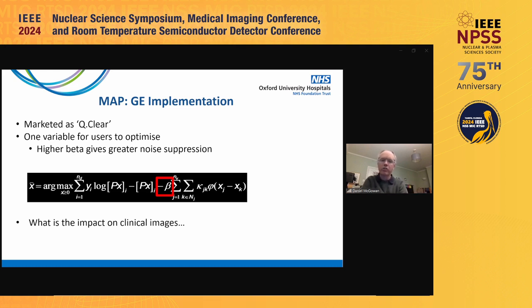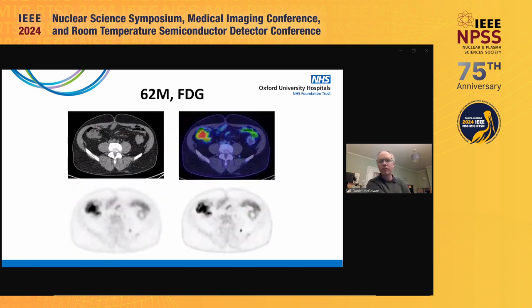When this came out, we wanted to look at what the clinical impact was on our images. The first patient we sent off to GE was a 62-year-old male, an FDG scan. On the left-hand side you can see the normal OSEM image, and on this side we've got the MAP image. This was the first one we sent over, and we thought, great, the lesion has become a little more conspicuous. That's a good sign. That's what you want to see when we look at these images clinically.